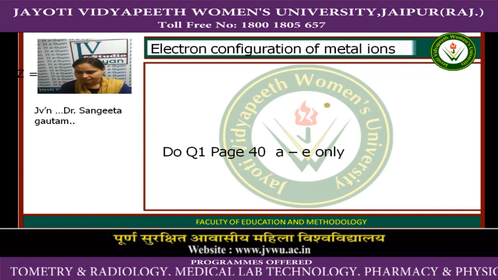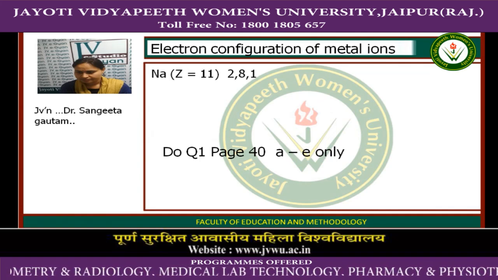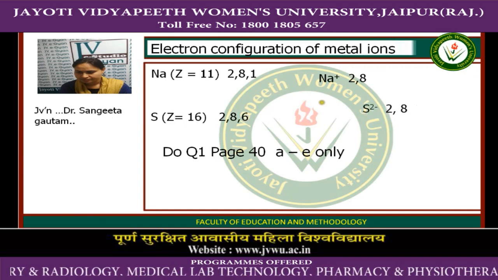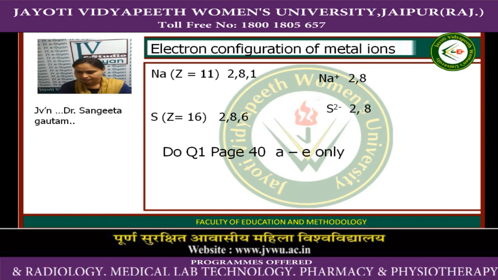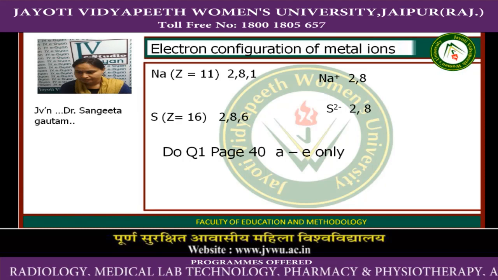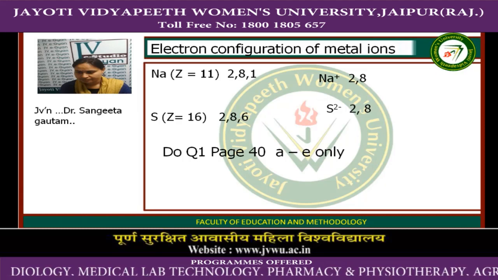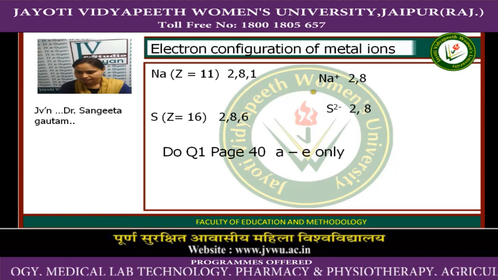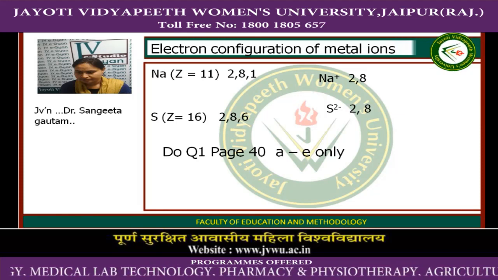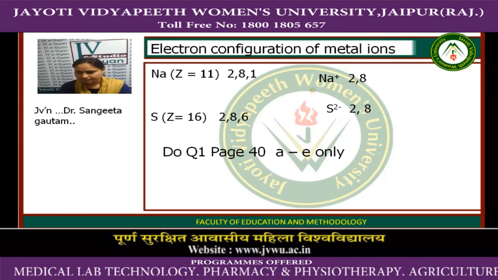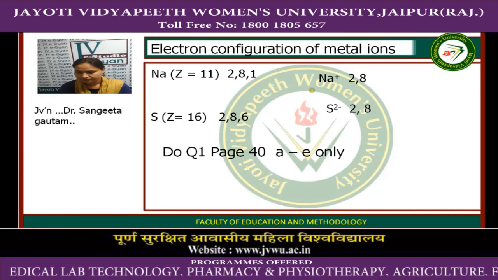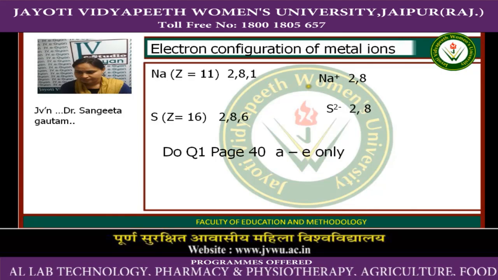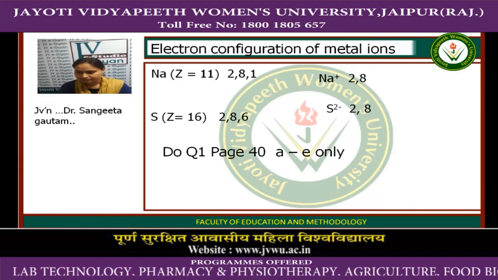Electron configuration of metal ions: first we take the example of NaCl. Sodium has atomic number 11 and its configuration is 2, 8, 1. When one electron is released from sodium, it converts into Na+, and the configuration will be 2, 8.